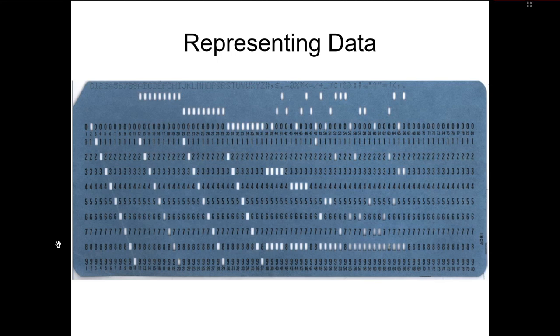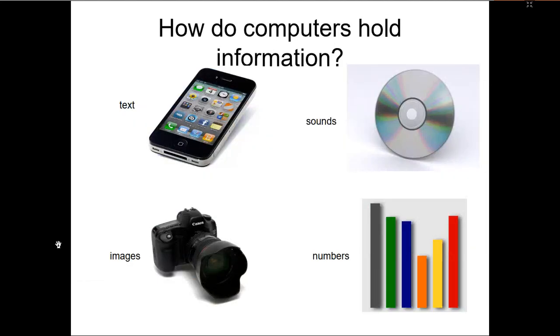So you can see that it's all just a bunch of numbers. Now, computers can hold more than just text, right? Your cell phone is a computer. It can hold all kinds of things: sounds, images, video, statistics, numbers, words. How does it hold all of that?